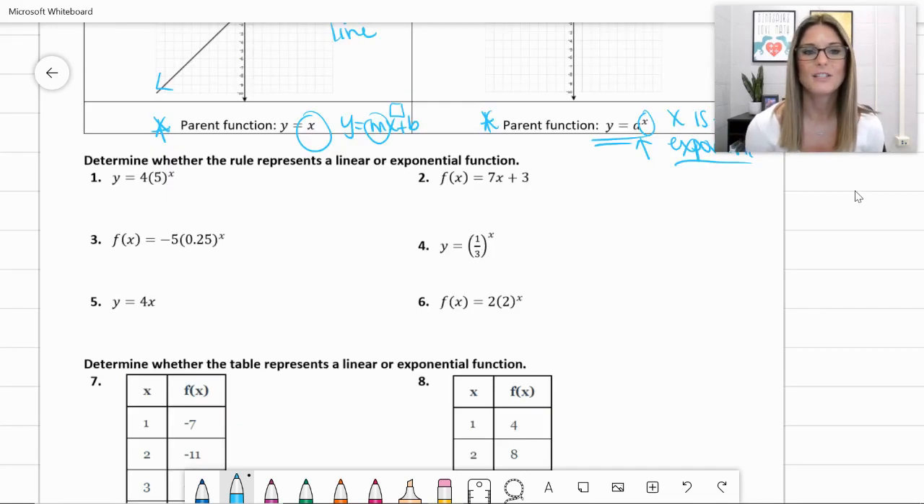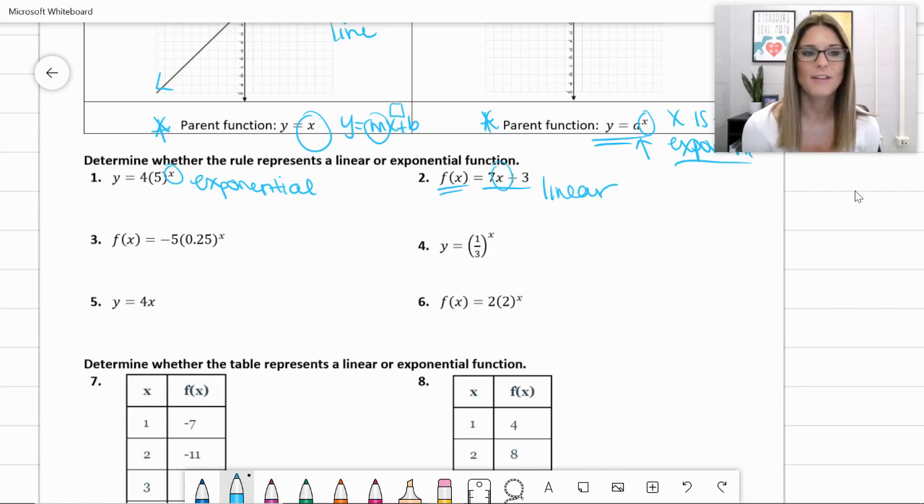So on these next examples, determine whether the rule or the equation, the function, represents linear or exponential. So number one, y equals 4 times 5 raised to the x. That x is my exponent. Therefore, this is an exponential function. Number two, f of x equals 7x plus 3. So this time they've replaced the y with f of x. No big deal. We do have 7x plus 3. That reminds me of slope-intercept form. We just have x without an exponent. This is a linear function.